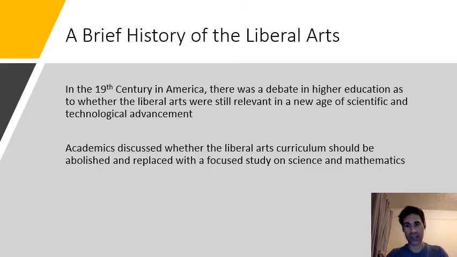Now, this is very interesting. So in the 19th century in America, there was a debate in higher education as to whether the liberal arts were still relevant in a new age of scientific and technological advancement. In other words, in the 19th century, the liberal arts were under fire. And academics discussed whether the liberal arts curriculum should be abolished and replaced with a focused study on science and mathematics. Sound familiar?